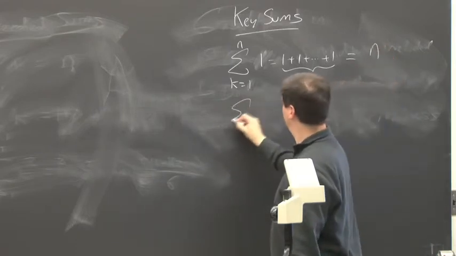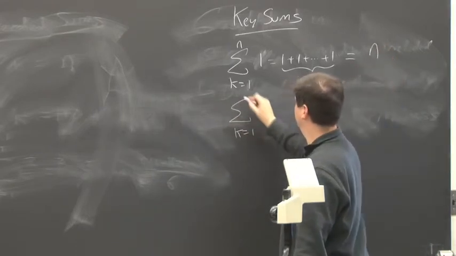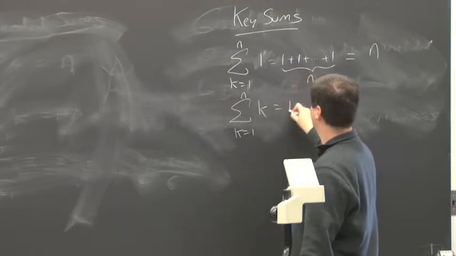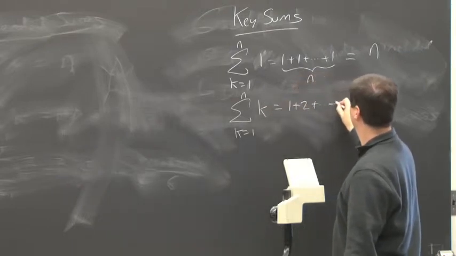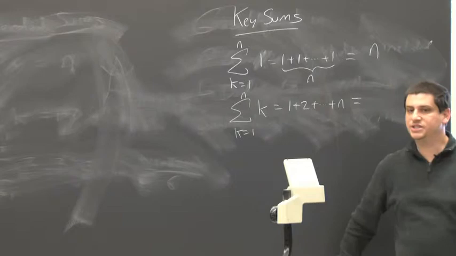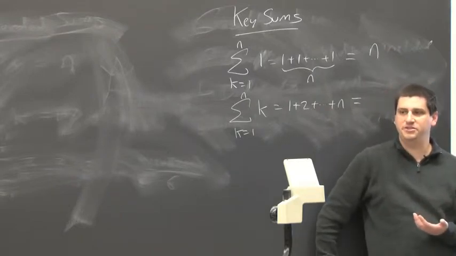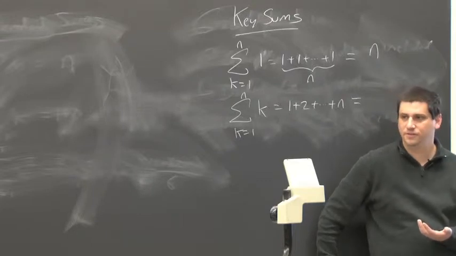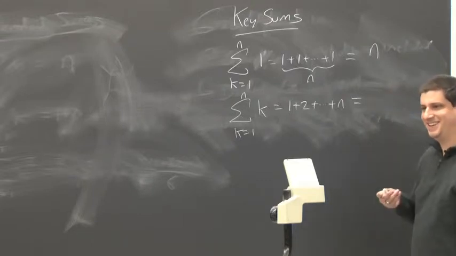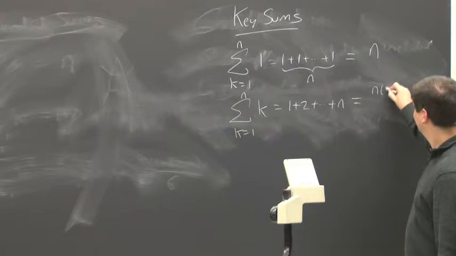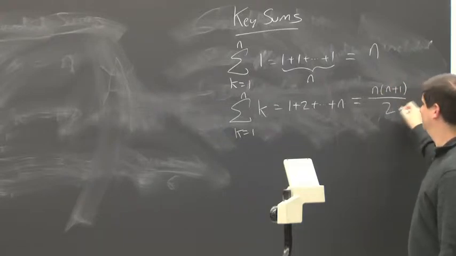The next one is a little bit worse, but it actually can still be done elementarily. I'm going to sum k. So I have 1 plus 2 plus up to n. So I'm going to sum the first n integers. Does anybody remember what the sum of the first n integers is? Yes? n times n plus 1 over 2. Excellent.